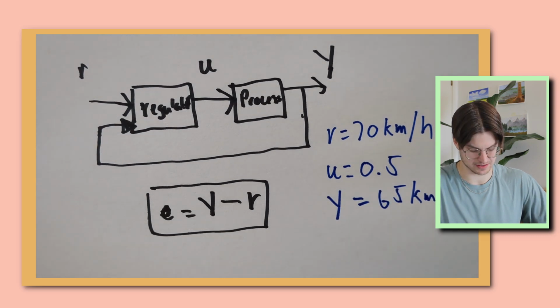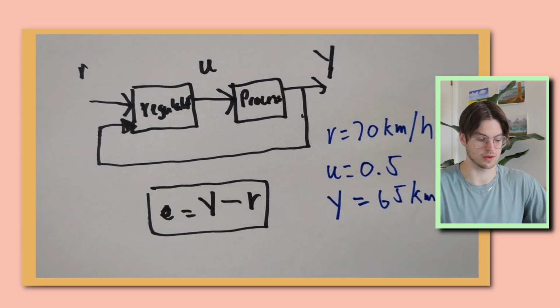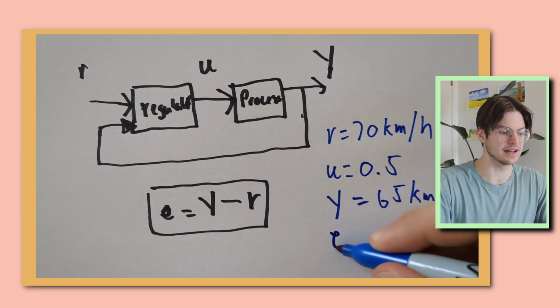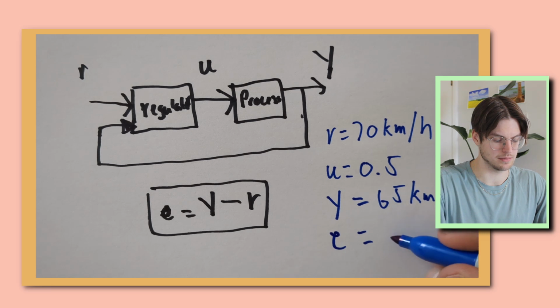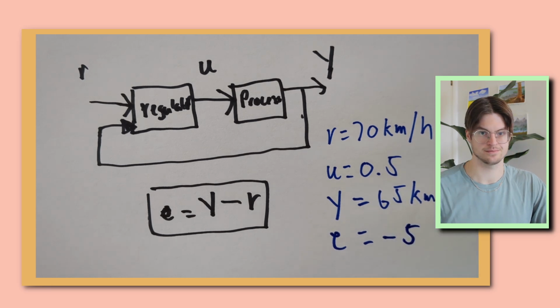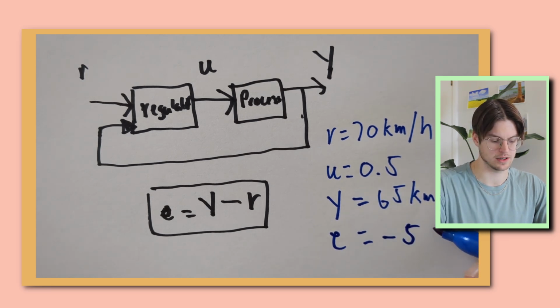So this is the basics that you need to understand to be able to follow this. And yes, let me add that the error in this case would be -5 kilometers per hour.